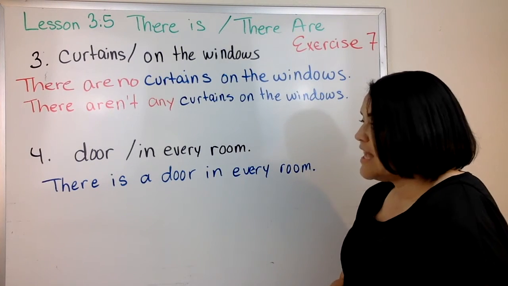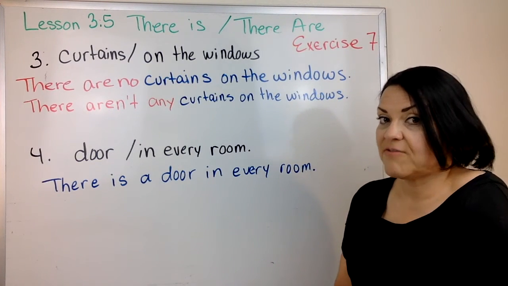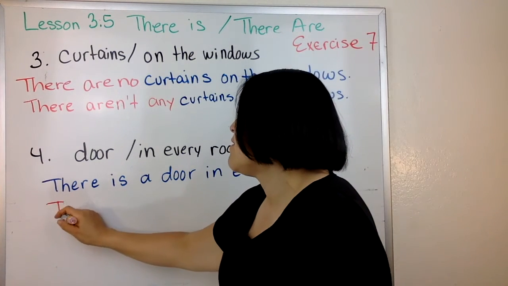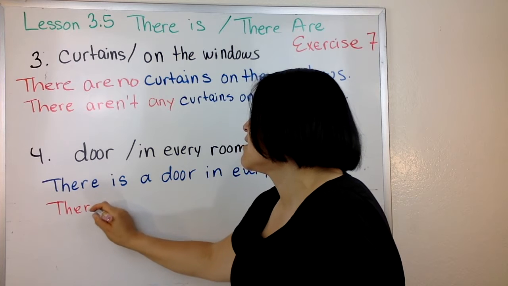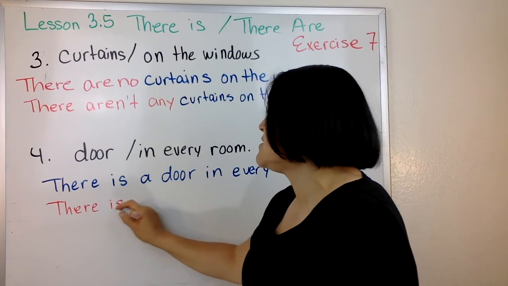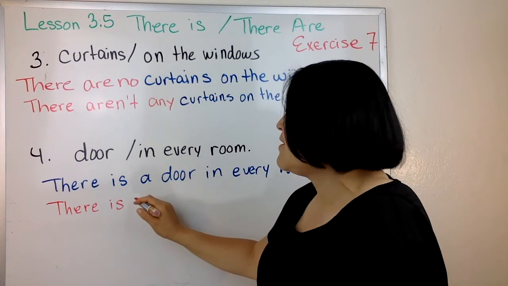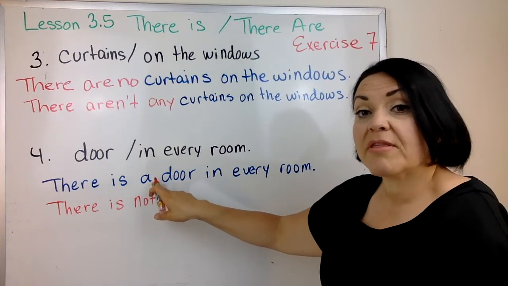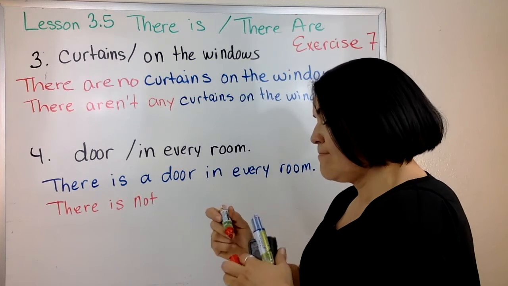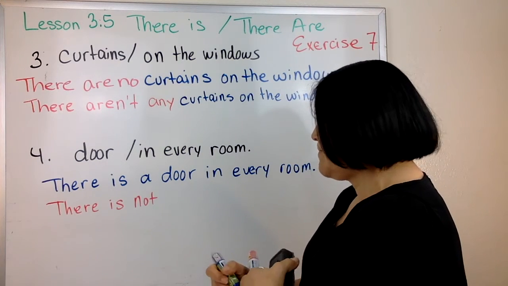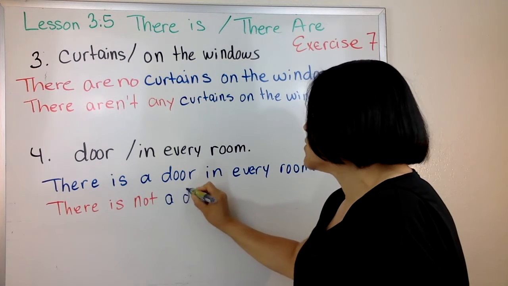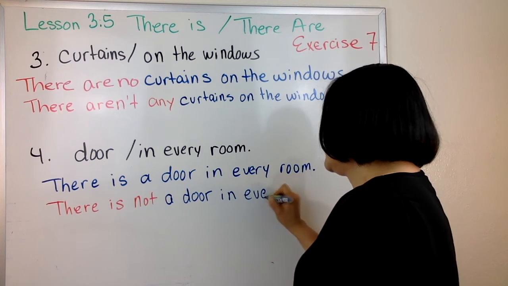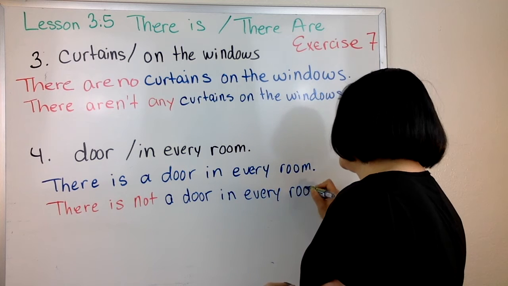Okay, so now we're going to write the negative form. There is. So we're going to write there is. Okay, there is not. We will keep the article. There is not. Let me switch. There's not a door in every room.